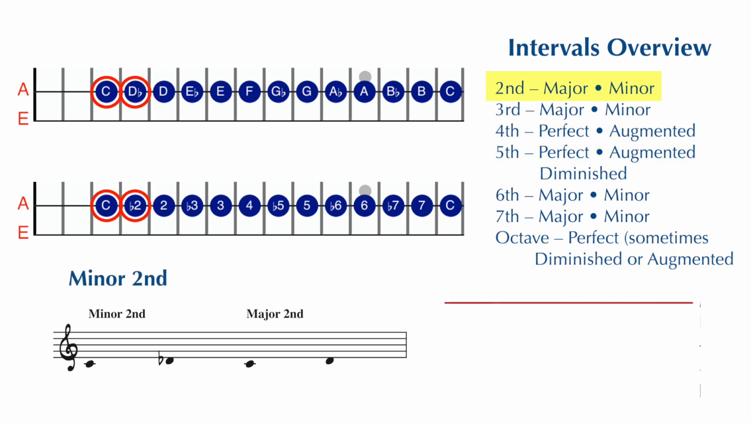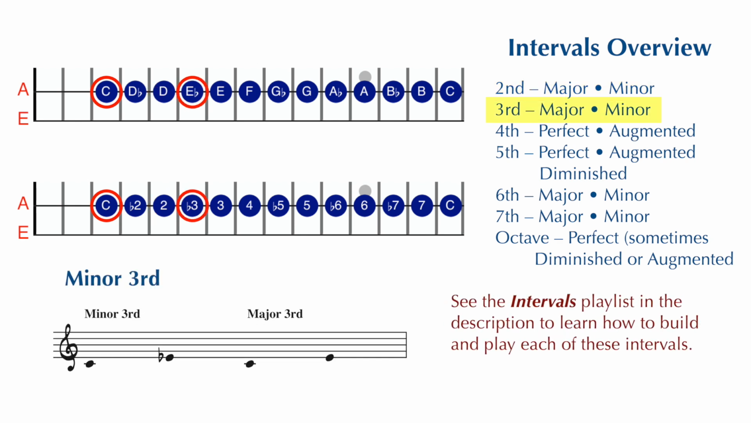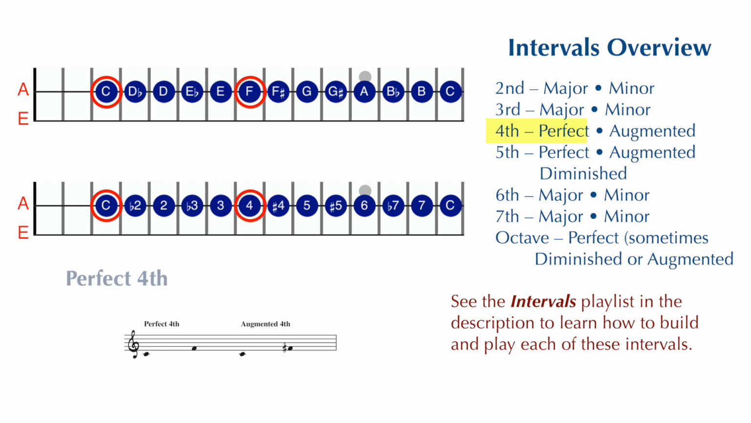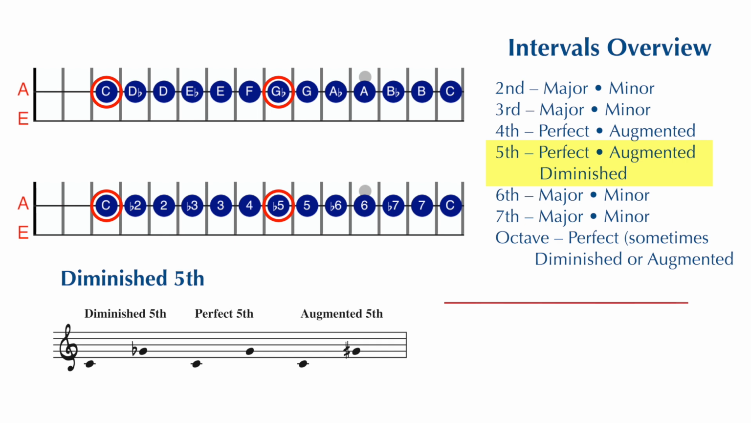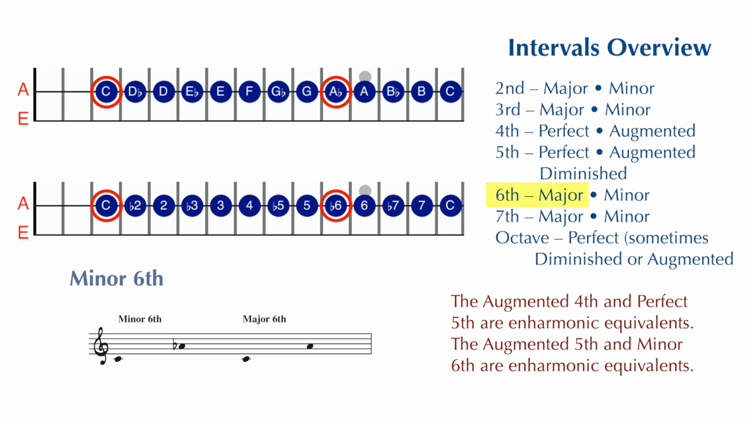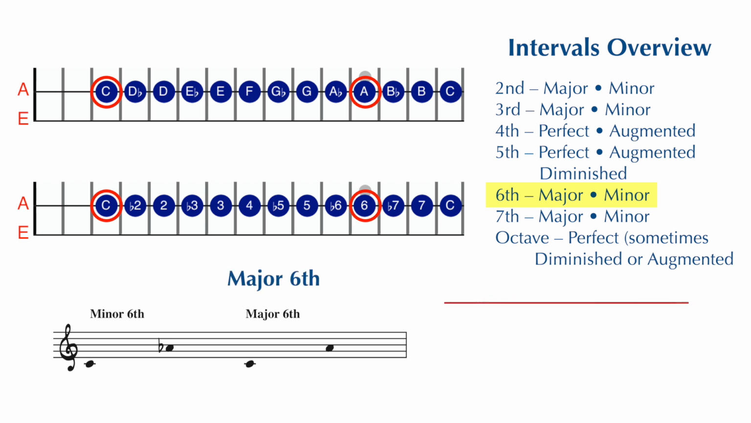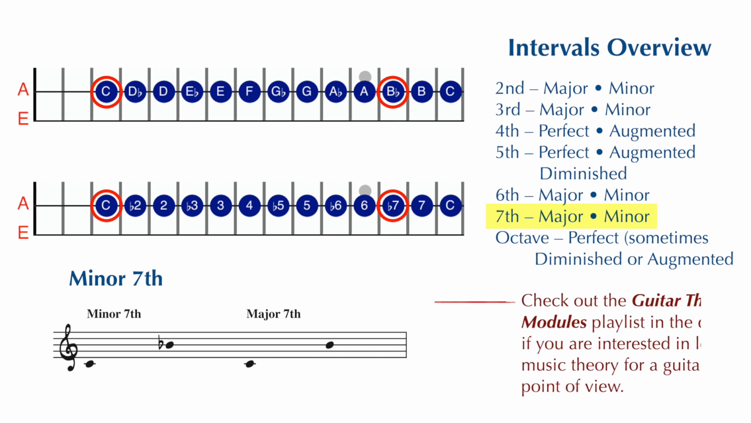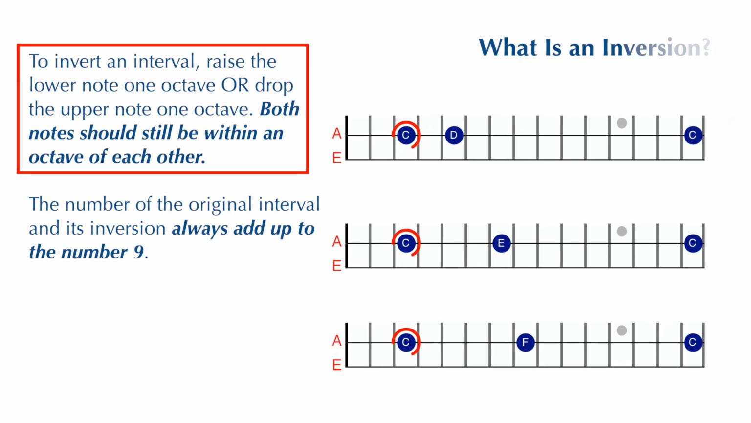So we can have a minor second or a major second, a minor third, a major third, a perfect fourth, an augmented fourth, a diminished fifth, which is enharmonically equivalent to the augmented fourth, a perfect fifth, an augmented fifth, minor sixth, which is enharmonically equivalent to augmented fifth, major sixth, minor seventh, major seventh, and the octave.